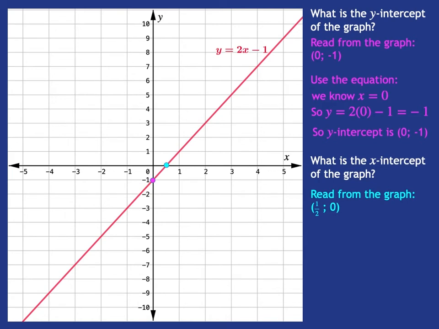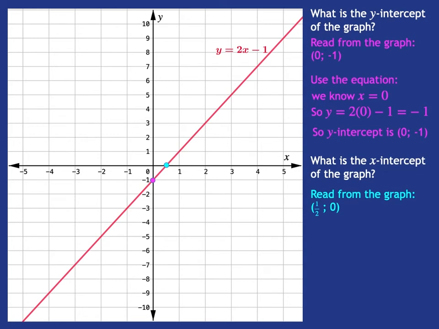So that's where it is. And why is it 0 for y? Well, obviously, you're on the x-axis, right? So you haven't gone anywhere up or down, so your y value is 0. And that's an important point, right? Your x-intercept will happen when your y value is 0, because if you're on the x-axis, your y value is 0.